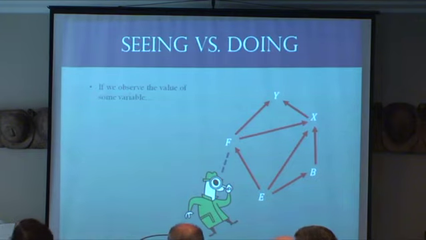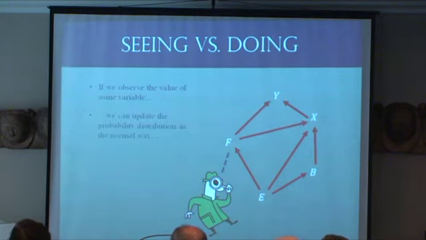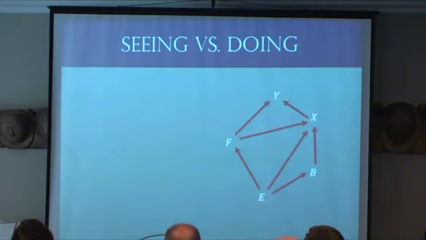So here's Inspector Clouseau looking at the value of variable f, and we know what we can do with that information, how we can reason probabilistically with that new information. We update the probability distribution by conditionalization, the normal Bayesian means. But Judea was interested in a different question. What happens if we intervene to set the value of a variable?